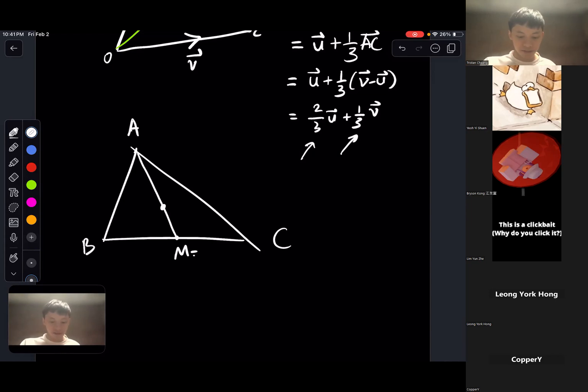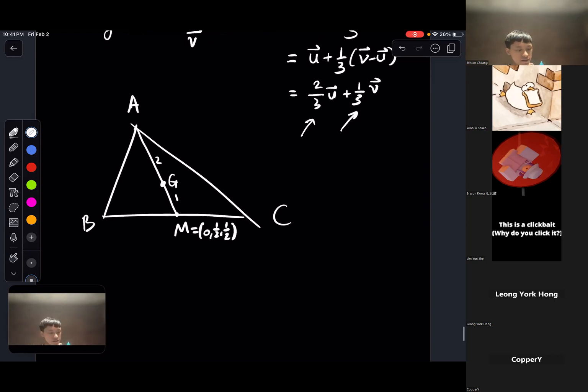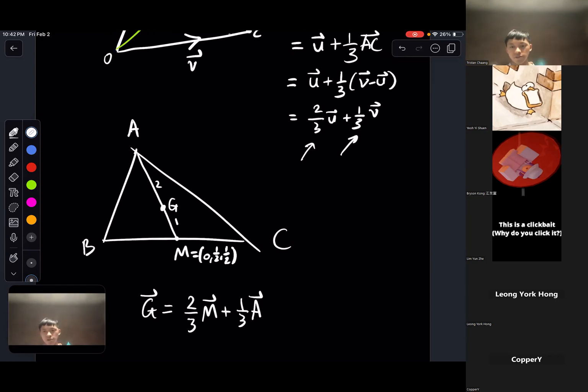So we just found that M is 0, half, half, because it's half B plus half C. Well, AM is a 2 to 1 ratio, right? So we can find that G is in fact 2/3 of M plus 1/3 of A, because it's a 2 to 1 ratio.